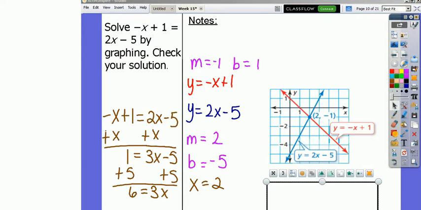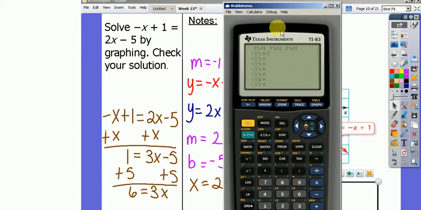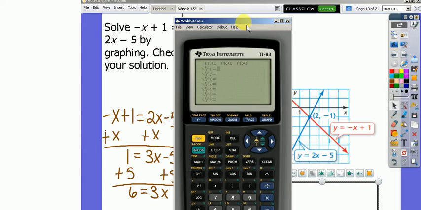So, if you have a graphing calculator, it's going to show up here in a second. It looks like this. What you want to do is press y equals, which I have right here, and you want to individually enter those two equations. So you want to enter y equals negative x plus 1 and y equals 2x minus 5. So that's what I'm going to be doing right here.